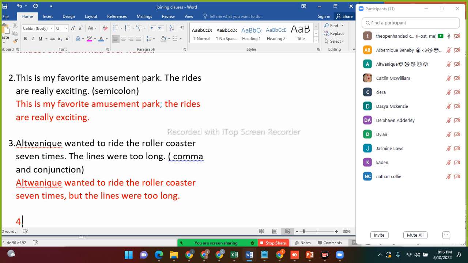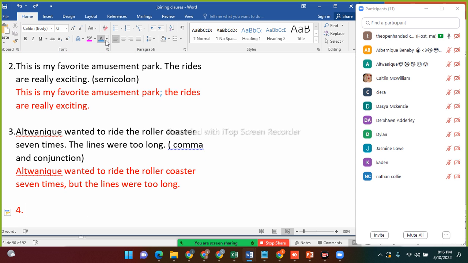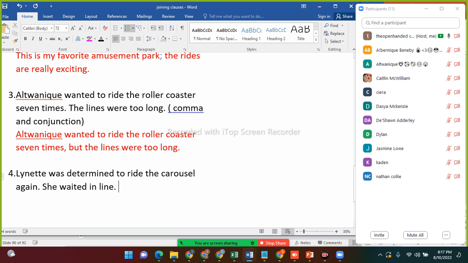Number 4, we can say, Lynette was determined to ride the carousel again. She waited in line. All right, so we want to combine it with a comma and conjunction. So what conjunction should we use, Sierra?